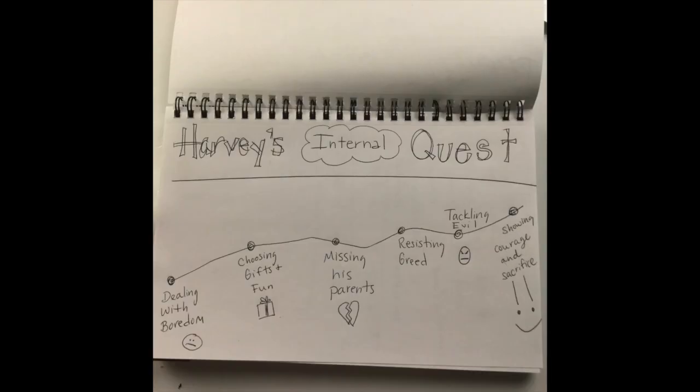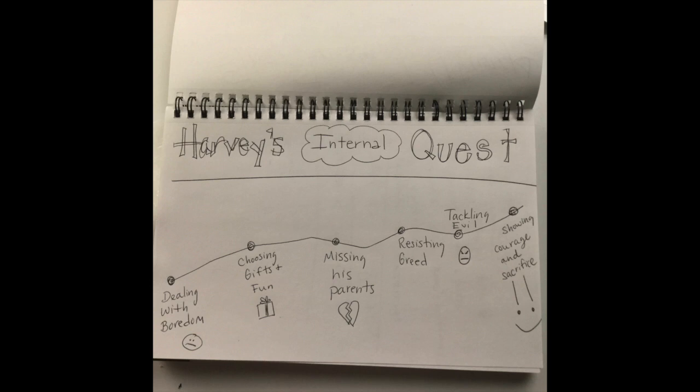Okay, so now let's look at Harvey's internal quest. Remember, internal is happening inside of Harvey's mind. It starts out at the beginning of the book, and Harvey is dealing with boredom. Then he gets to the holiday house, and he is excited and overjoyed by all of the gifts and fun, activities, foods that he is experiencing. Then he starts to miss his parents a bit. Then he notices that he's having to resist the greedy impulses that he has because he realizes, wait, something is not right here. Then he has to actually take on and tackle the evil forces in the house.